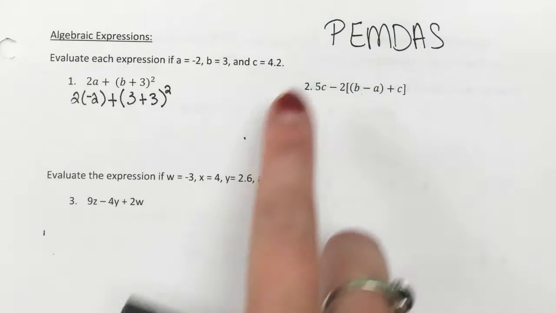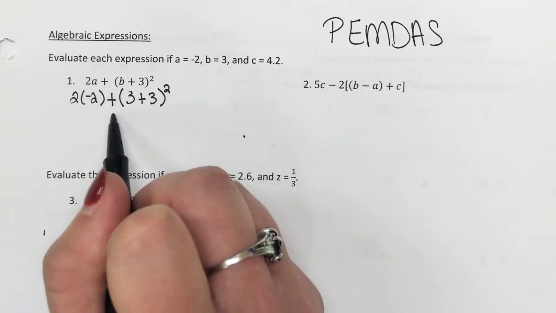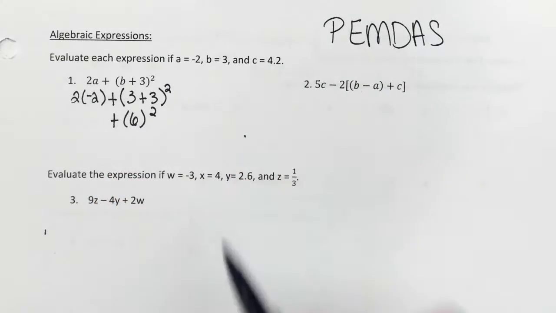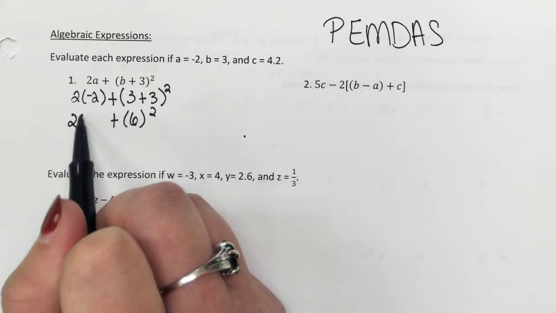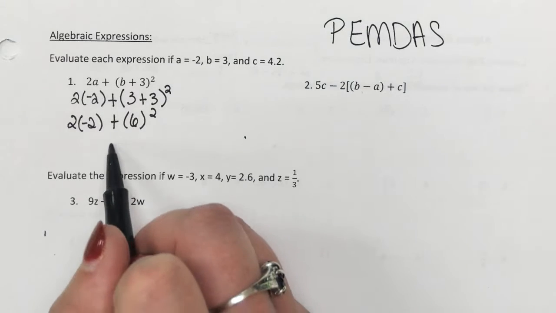All right, you see any parentheses? What you see? 3 plus 3 is 6. You see any exponents? Yes. Yeah, what's 6 squared? It's not 12. 36. It's 6 times 6, which is 36. Very good.